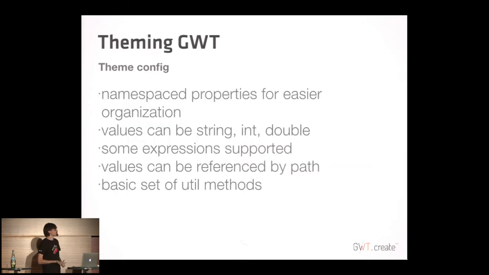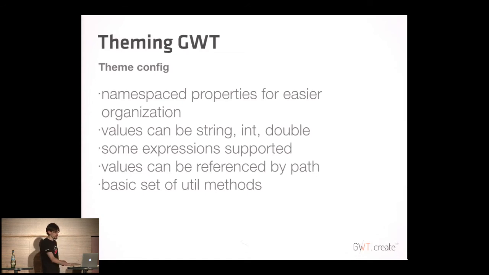So this theme config language is namespaced for easier organization. The values can be strings, ints, or doubles, as well as some kinds of objects. Describing fonts turns out to be several different pieces. For padding, you need to describe each of the 4 different sides where you might want to add padding. Some expressions are supported. You can concatenate strings like you can in Java. You can say, here's an int and a string, put them together and do something useful with them.